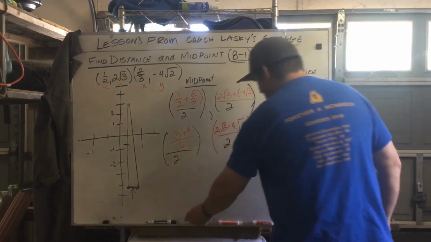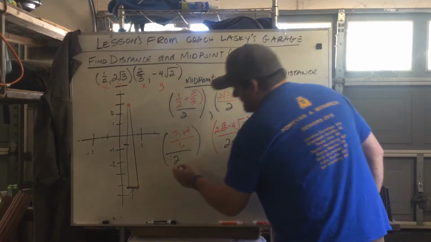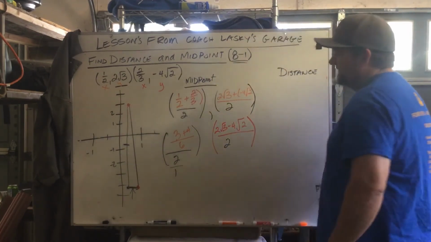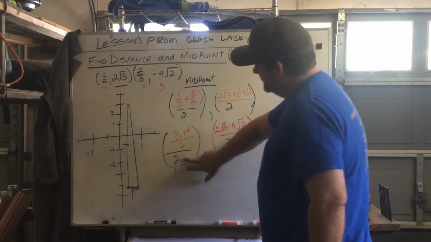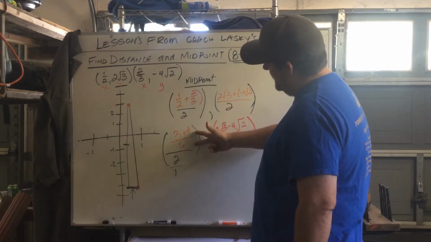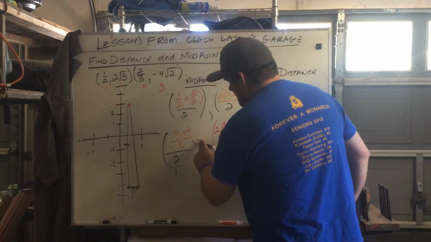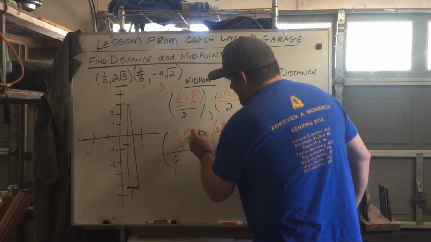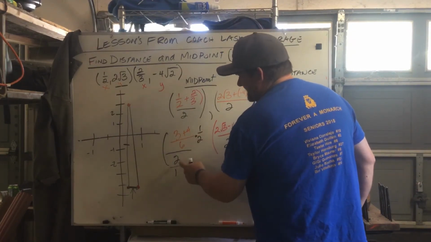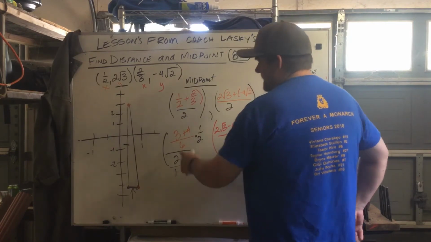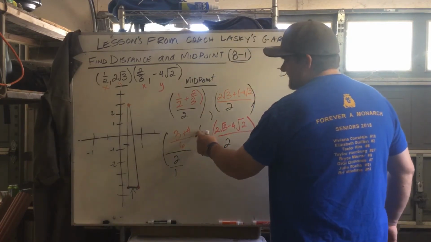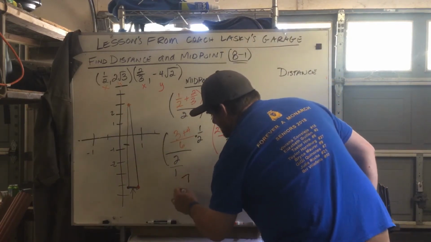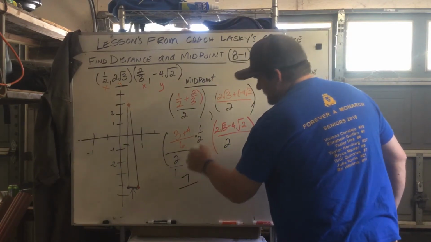Okay, so let's clean this up here. Don't forget, you're dividing by 2 over 1. So this is going to flip over and multiply. So we're going to multiply by the reciprocal. That's going to get rid of this. 3 plus 4 is 7 times 1. 6 times 2.